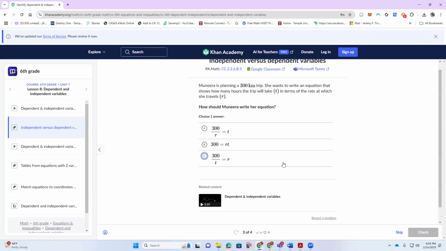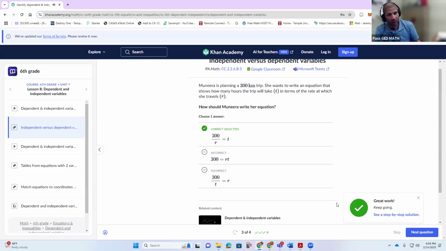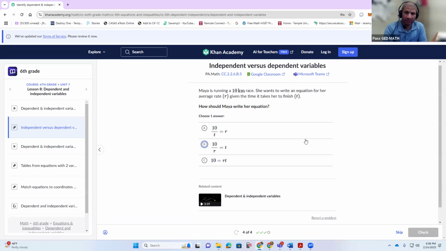It's two divisions, A and C. Which one? I would say it's A. You were right, because you need to know the rate that she's traveling before you can know how long it's going to take. Correct. All right, one more and then we're done.